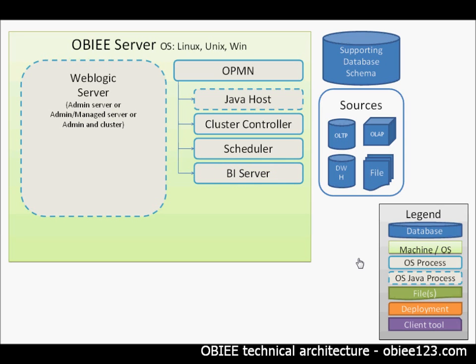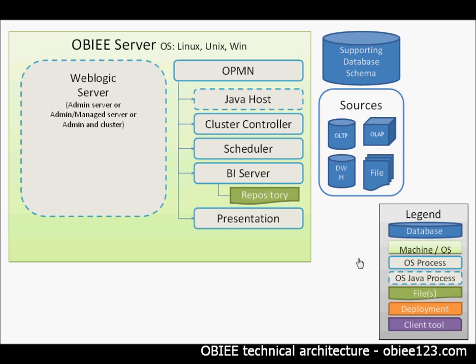and the BI server. This is the main query generation tool, and it connects to the sources, and this is the component that runs your metadata layer for all the OBIEE content. This metadata is stored in a file which is run by the BI server, and this file is called the repository.